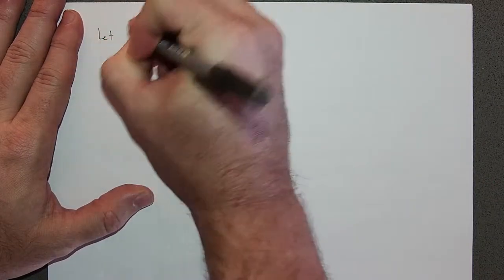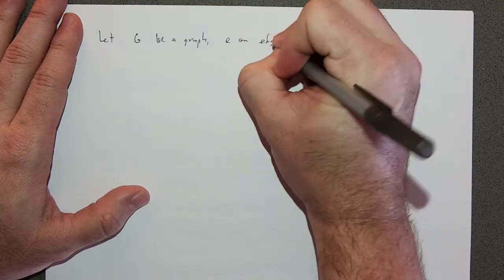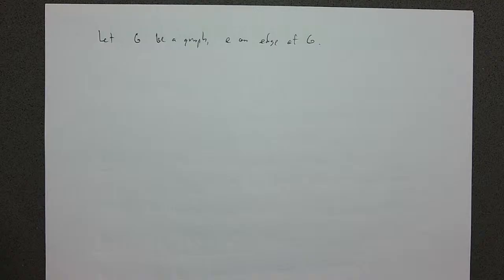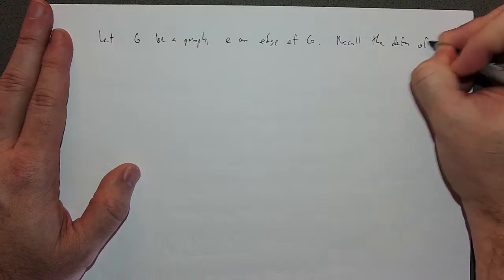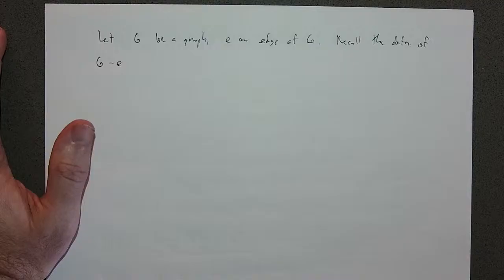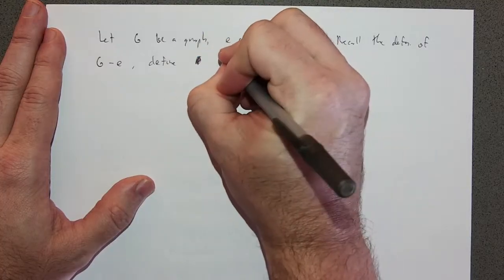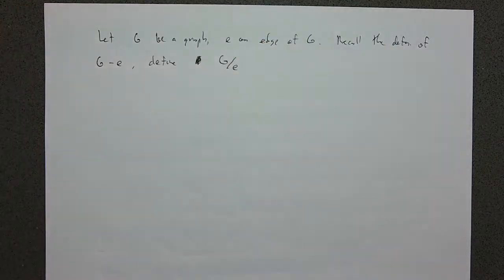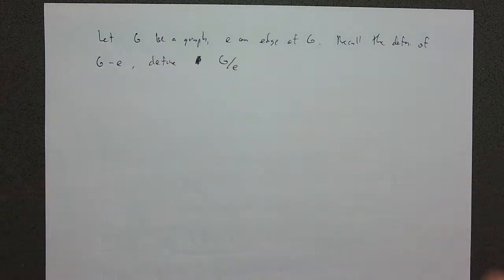So let G be a graph and E an edge of G. Recall the definition of G minus E, the edge deleted from G. And define G mod E. Define this to be the graph obtained from G by removing E and identifying the end vertices of E, basically leaving only one copy of any resulting multiple edges.